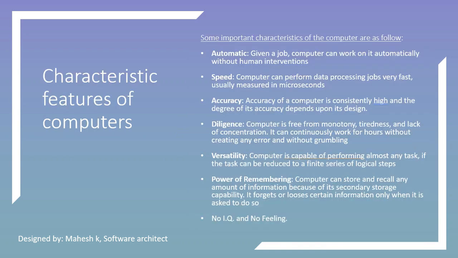The characteristics we learned today are: automatic, that is a good feature; speed, very high speed; accuracy, nearly 100%; diligence; versatility; and power of remembrance, it remembers and stores data in secondary storage so we can use it further. No IQ, no feeling, because it's a machine.